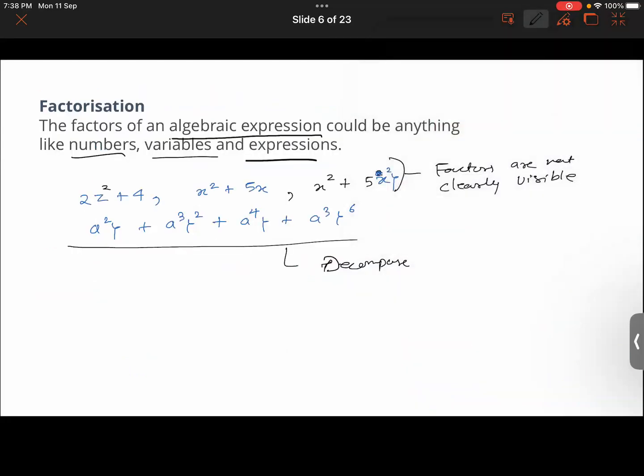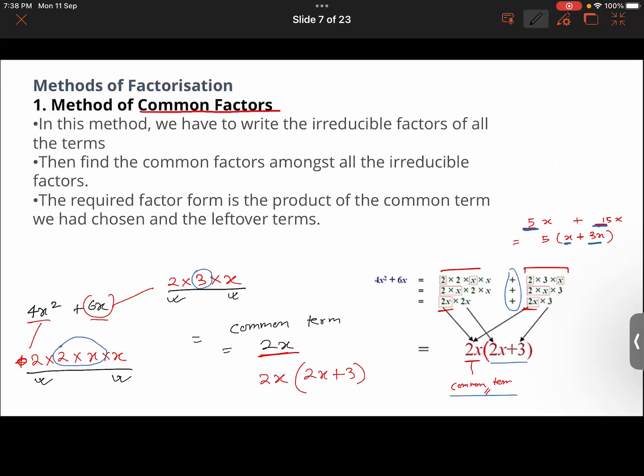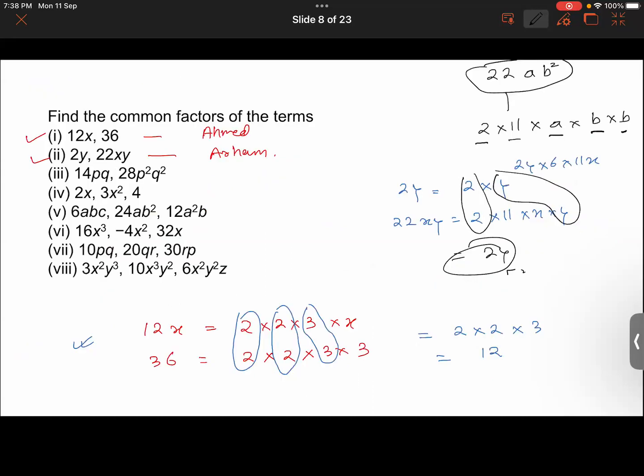So this is how the factorizations were done. We were basically decomposing the given expressions right now. Okay, and we also talked about methods of factorization and solved some questions also. I hope you have solved the other questions, three to question 8.